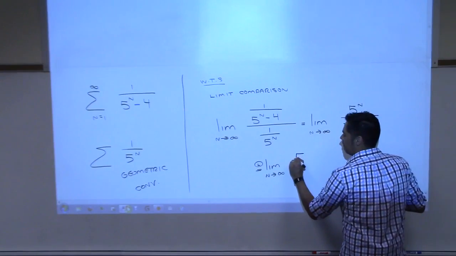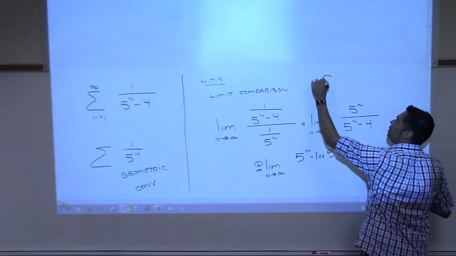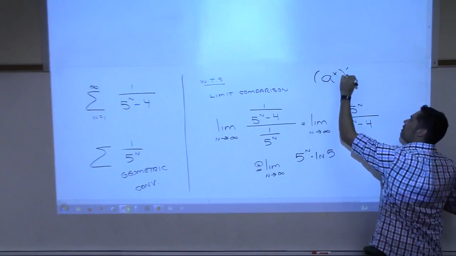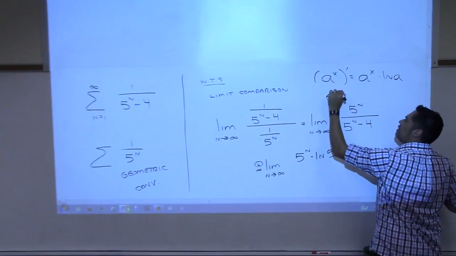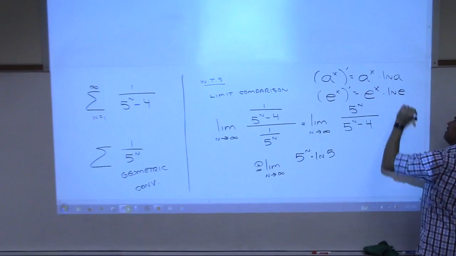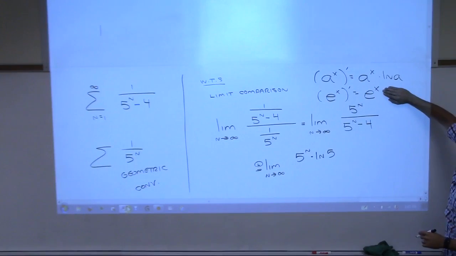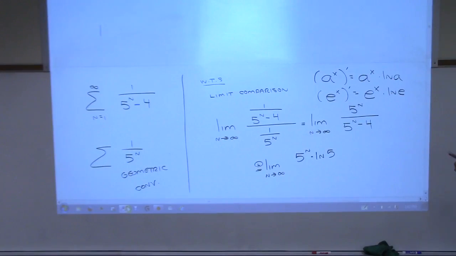5 to the n. Good, natural log 5. So if you don't remember, derivative of a to the x is a to the x natural log a. In the case that it's e to the x, then it's e to the x natural log of e, but natural log of e is 1, so we don't write it. So that's the general derivative of an exponential. So that's what I just used on top.